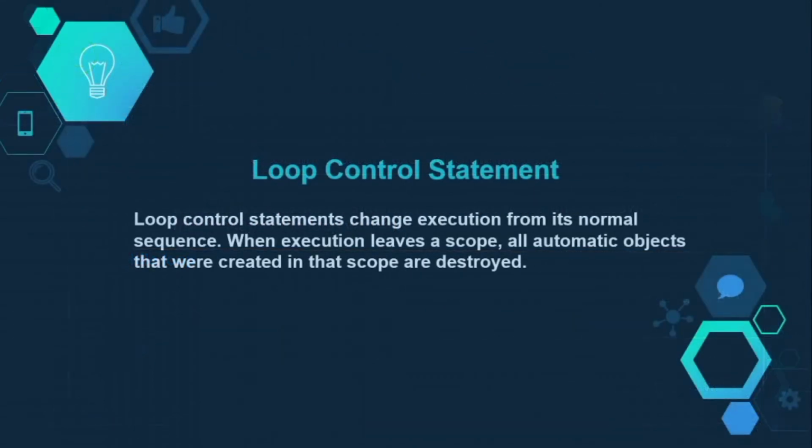Loop control statements change execution from its normal sequence. When execution leaves a scope, all automatic objects that were created in the scope are destroyed. A C++ control statement redirects the flow of program in order to execute additional code. These statements come in the form of conditionals, if else, switch, and loops, for, while, do while. Each of them relies on a logical condition that evaluates to a Boolean value in order to run one piece of code over another.